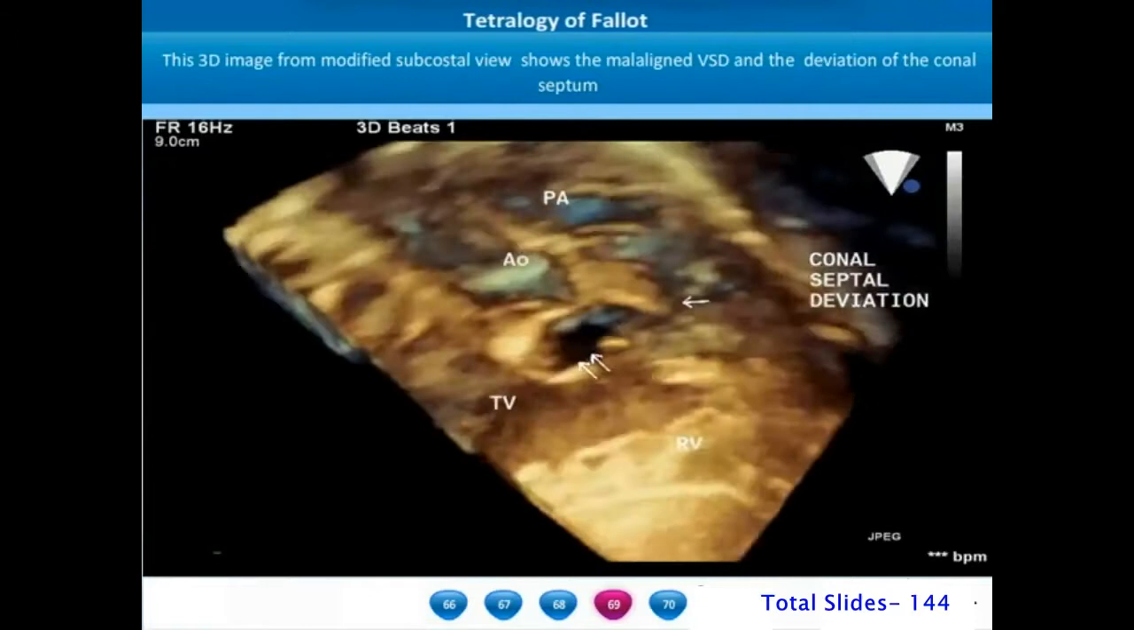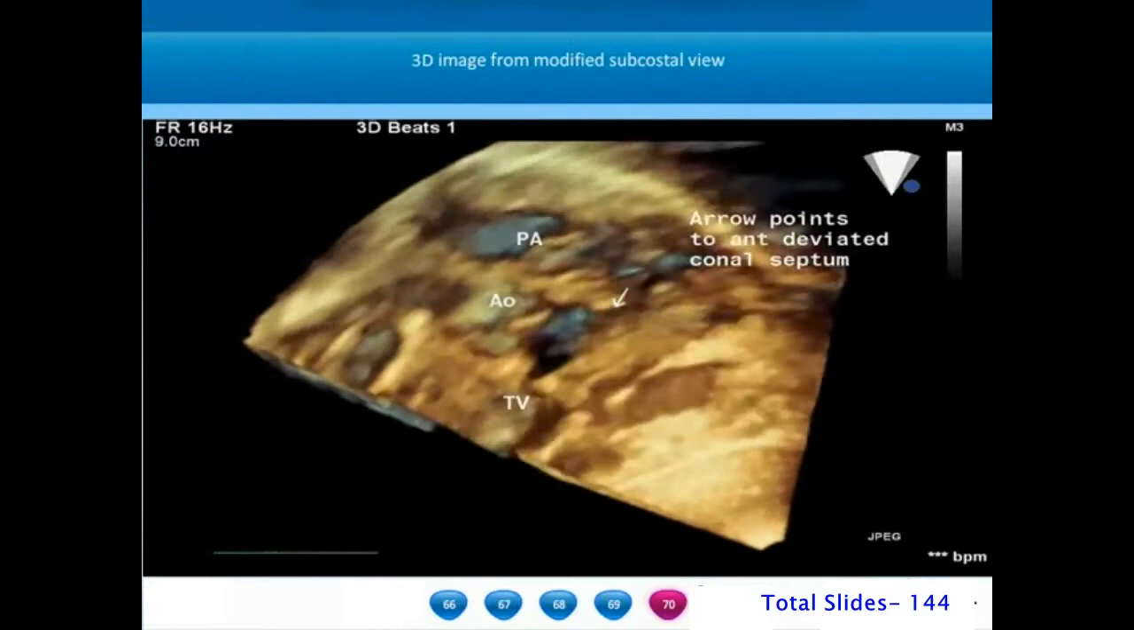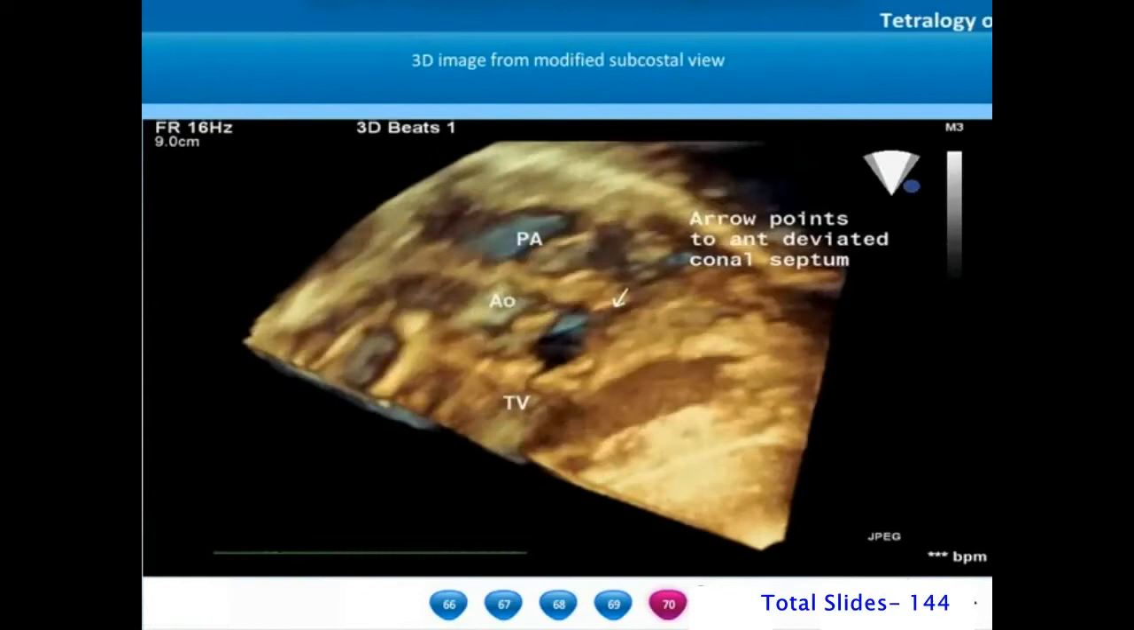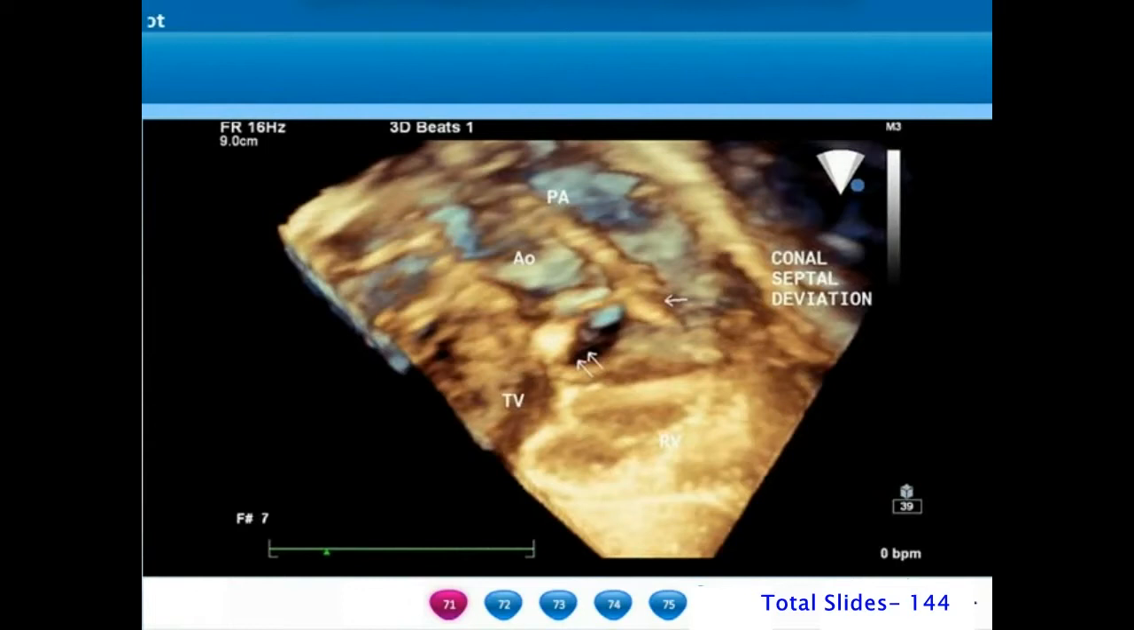This three-dimensional right ventricular en face view is obtained from the subcostal window by keeping the probe in the coronal plane and giving it a marginal counterclockwise tilt. We can appreciate the anterior deviation of the conal septum shown by a small arrow. The frozen frame shows the large malaligned subaortic ventricular septal defect and the anterior deviation of the conal septum.